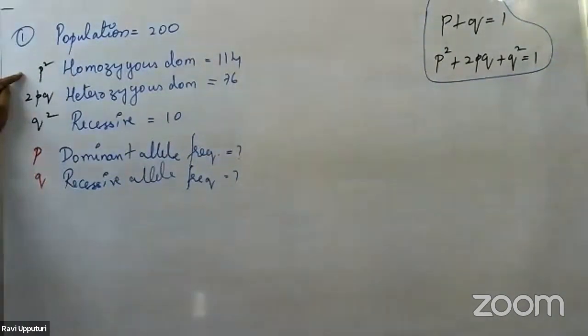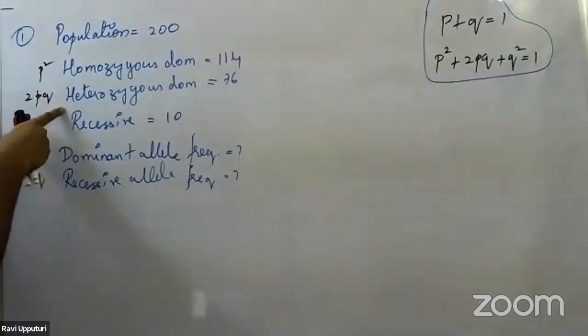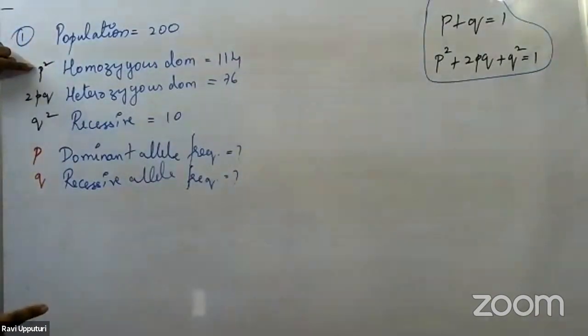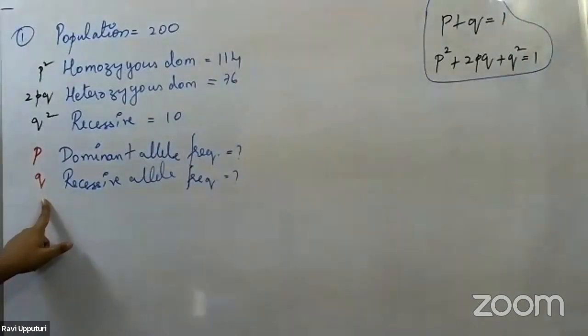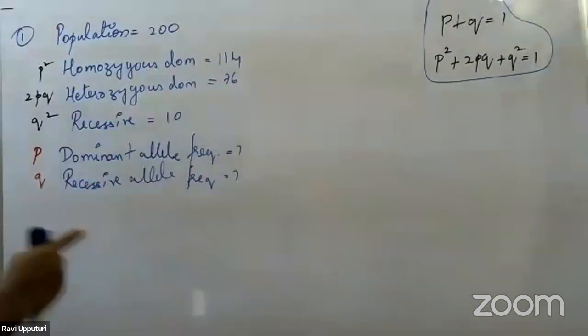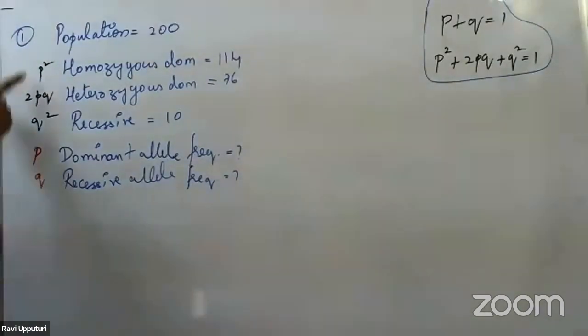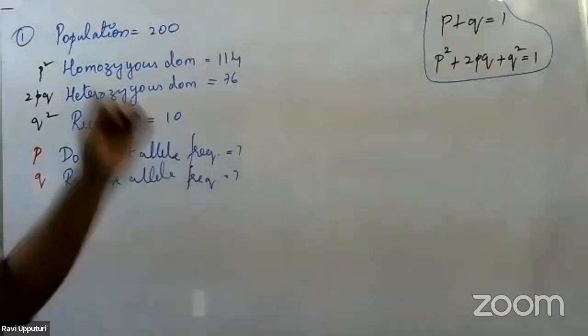Why should it not be done? Because the dominant allele P is present in homozygous dominant as well as heterozygous dominant individuals. So we need to find the dominant allele frequency in homozygous dominant individuals, and similarly in heterozygous dominant individuals also. Similar case with Q also. Recessive alleles are present in the homozygous recessive condition, and at the same time in heterozygous conditions also. So we cannot calculate P or Q directly from P square and Q square, because P and Q are present even in the 2PQ condition.